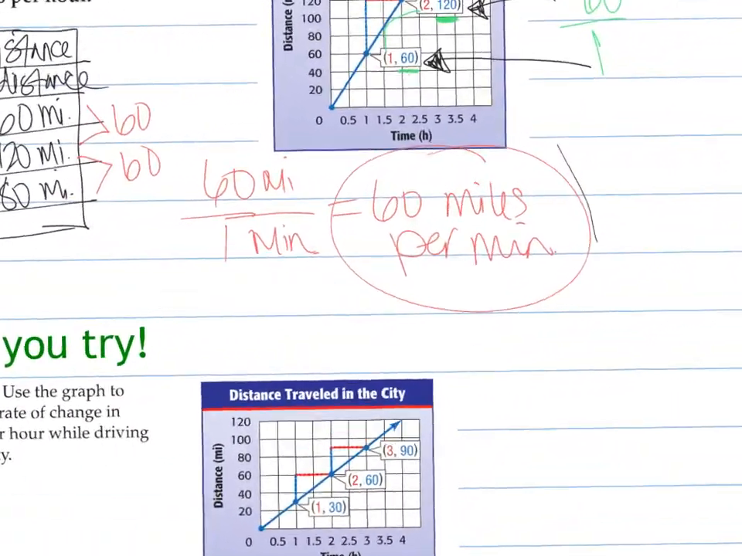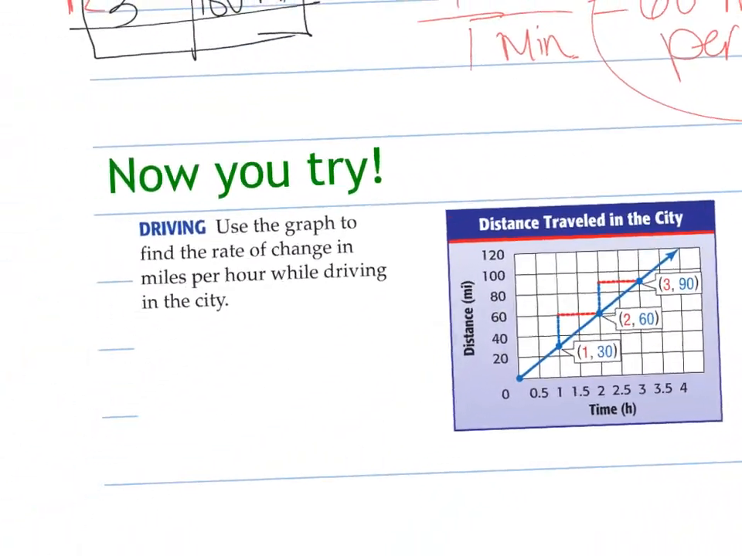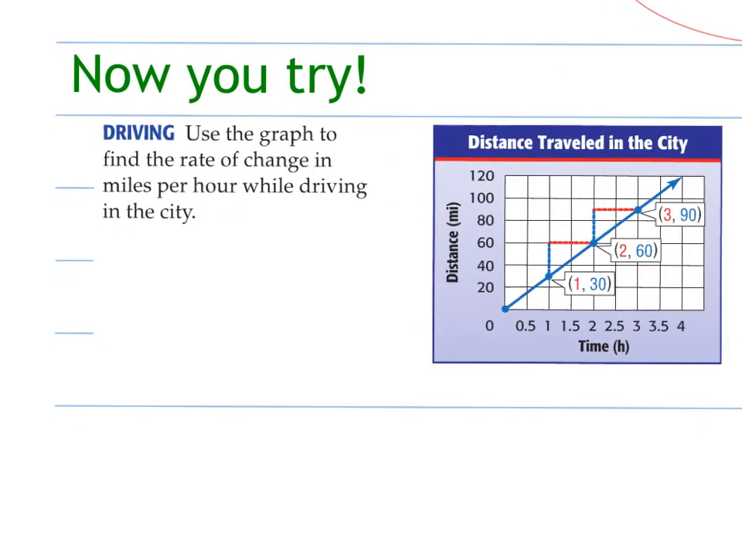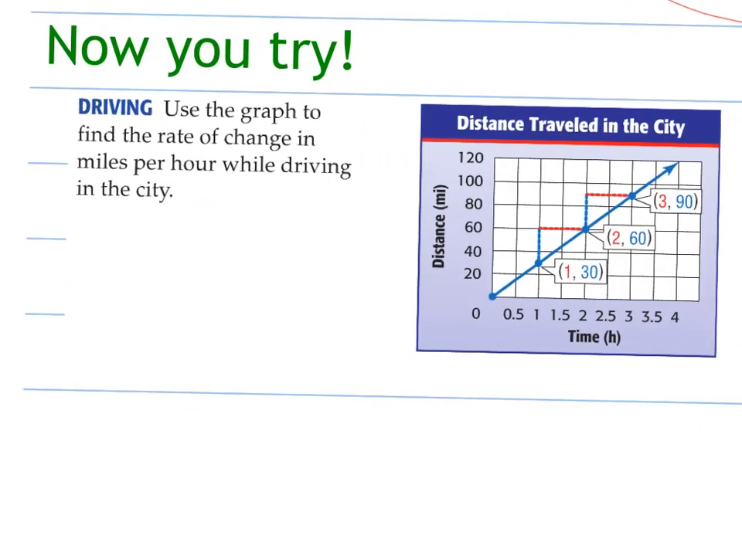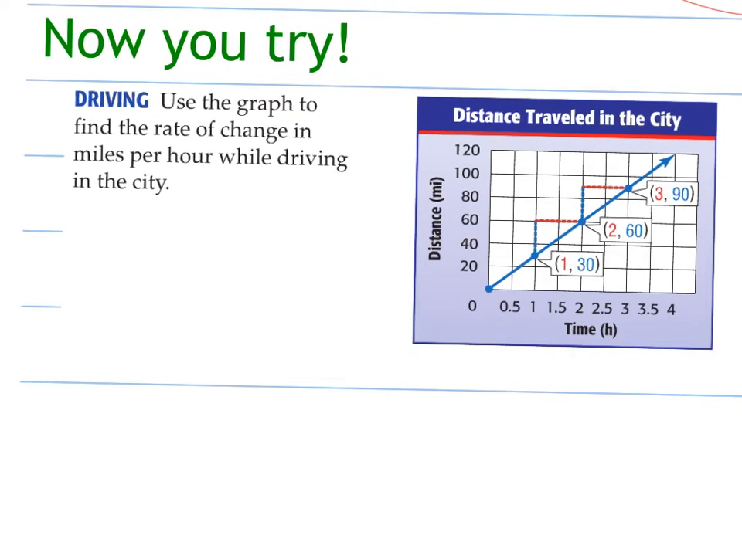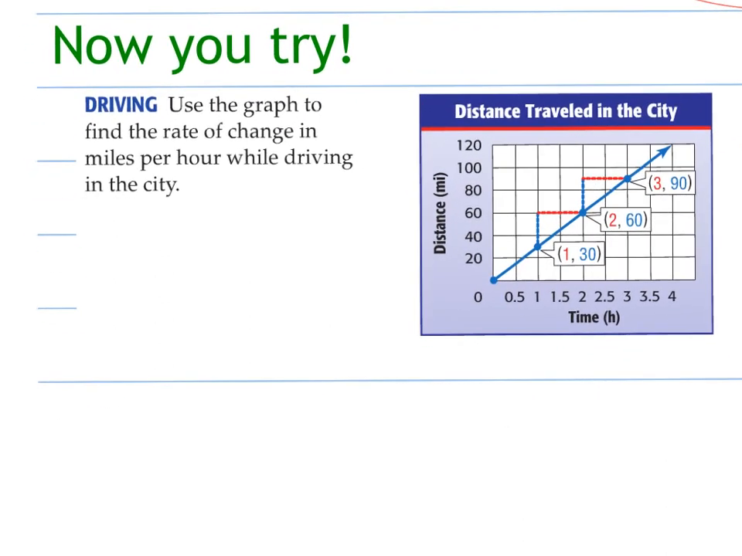Okay, so now let's do this one together. You try it on your own if you want, or we'll do it together. I'm going to make a table again of the information. Oops, why is it crooked? There we go.